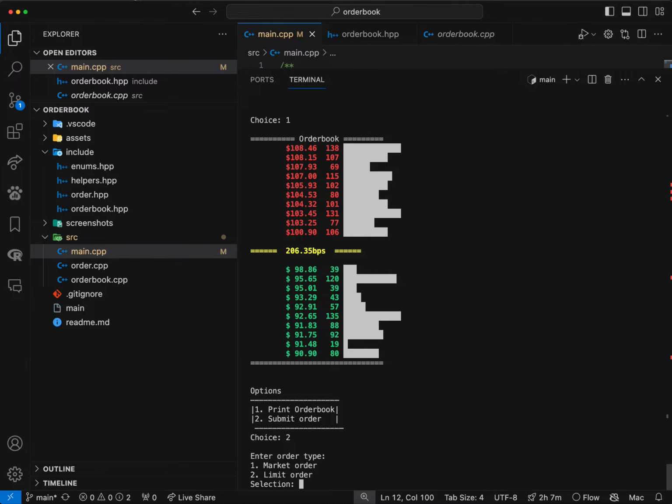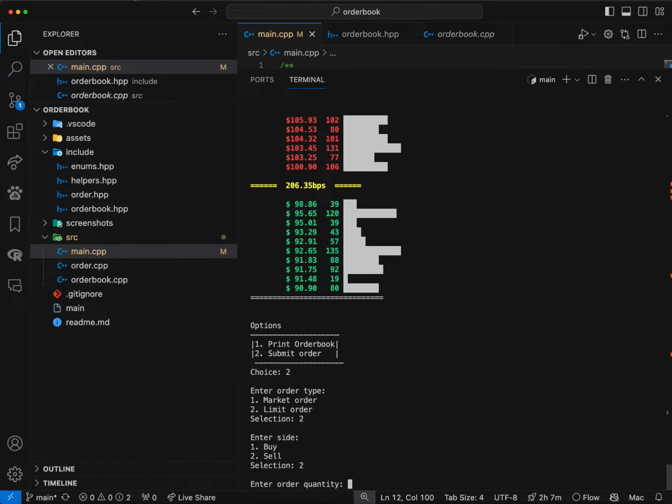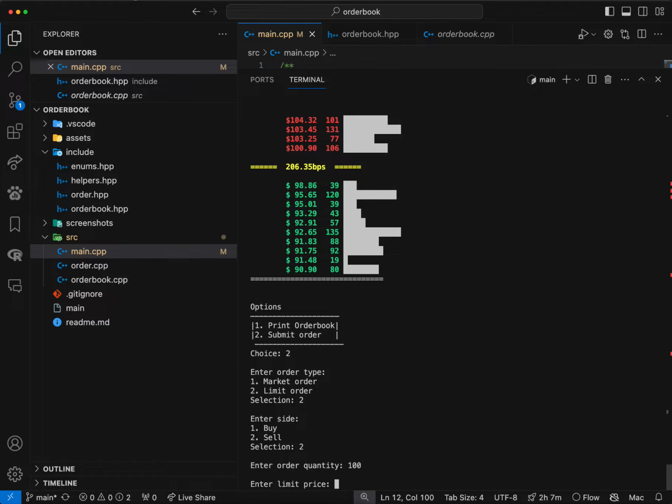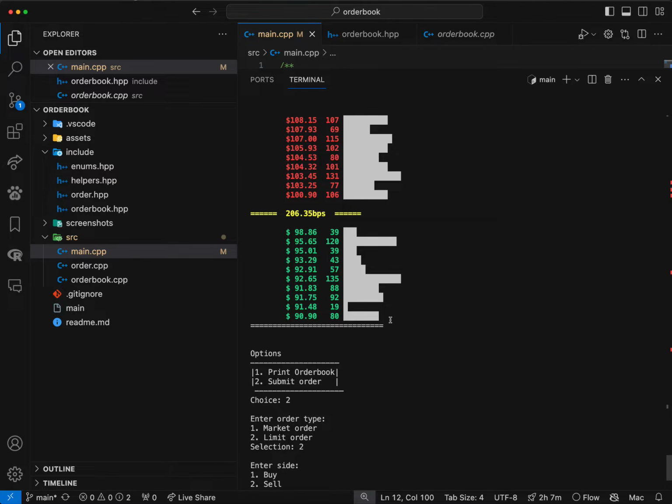Now let's do limit orders. With a limit order, we do care about the price we get executed at. It gives a cap on how much we're willing to buy or sell for. So this time, let's do a sell order just to show you how that works. Let's do a quantity of 100, and the minimum I'm willing to accept, say, is $96. You can see we were partially filled this time, not fully, at an average price of this, and it took 42,000 nanoseconds.